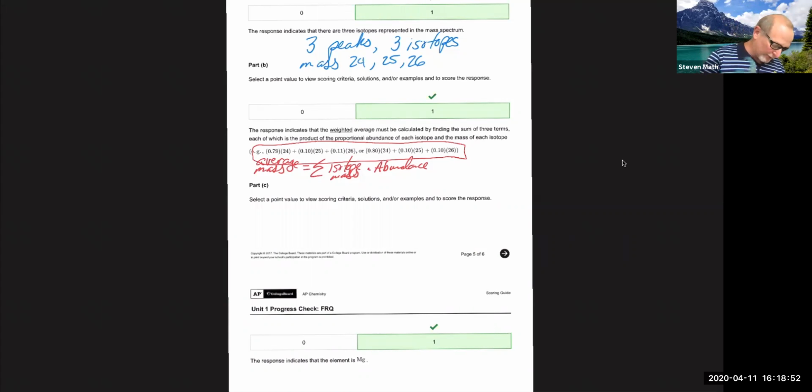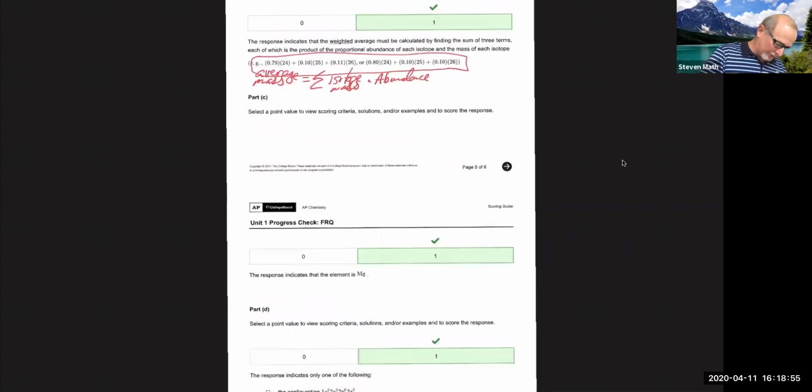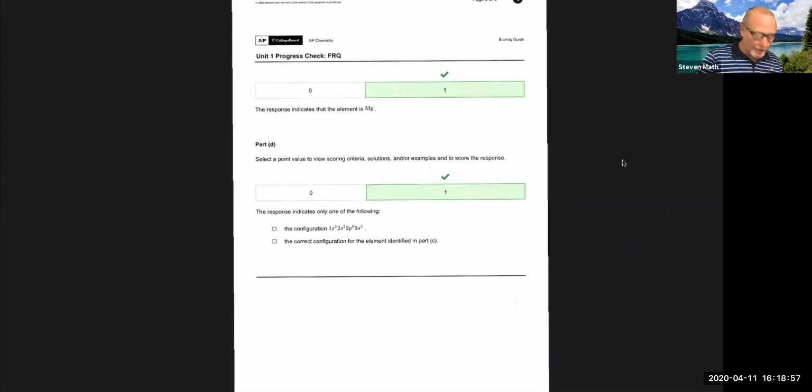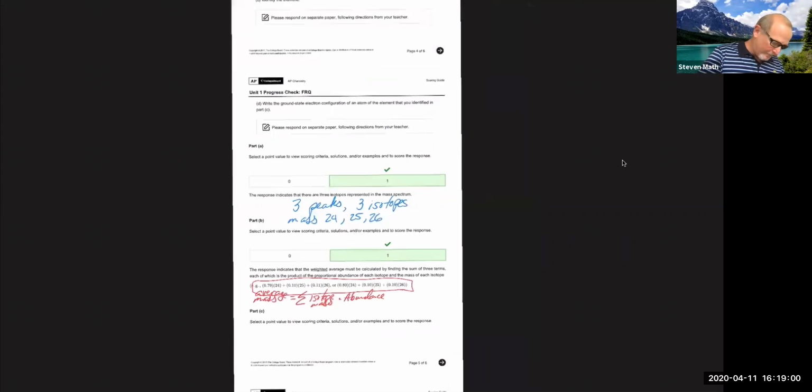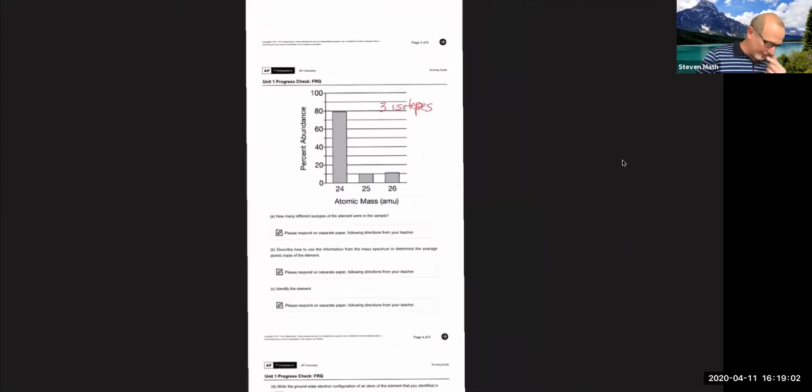C was identify what element it is. The element obviously is magnesium. We know it's magnesium. Let me come back up to the graph. We know it's magnesium because we have something that's predominantly a mass of 24. Magnesium's mass is 24.3. And so what we're looking for is 79%, 10%, 11%. And there's even wiggle room that if you said this was 80 and this was 10, that would be all right. And they gave you whole numbers for the AMUs.